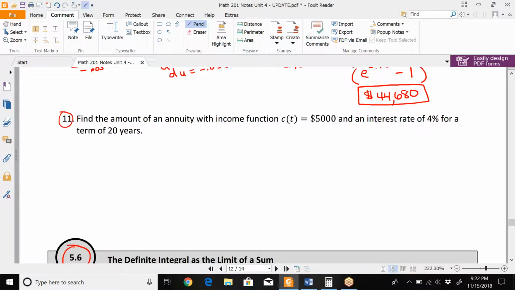It says find the amount of annuity with the income function C of t equals 5,000. So this time they actually say, hey, this is C of t, and an interest rate of 4%, so that'd be 0.04, and for a term of 20 years. So that's big T. Sorry, I always want to write little t. So in this formula, the number of years they tell you is always big T. So this would be e to the negative 0.04. Oh, sorry, I think it's just regular RT.